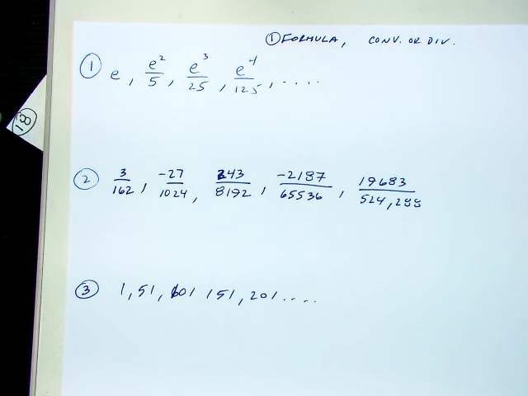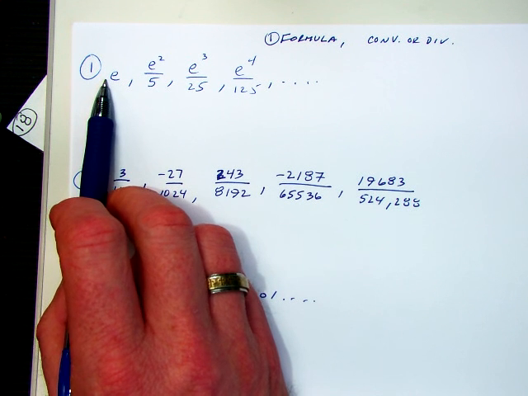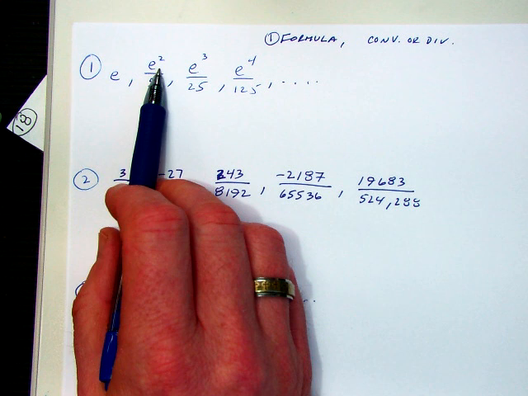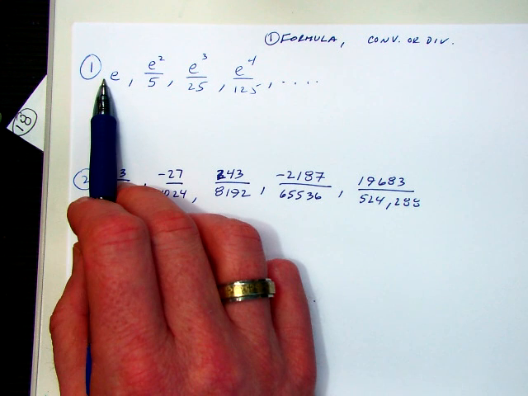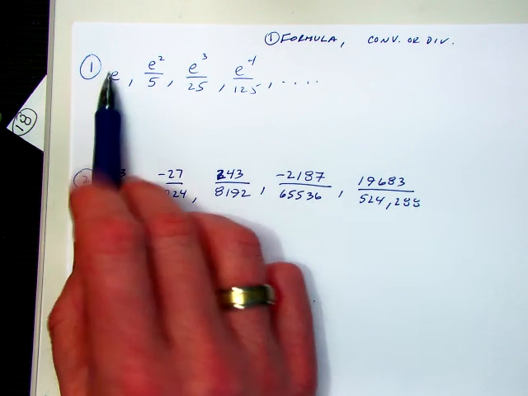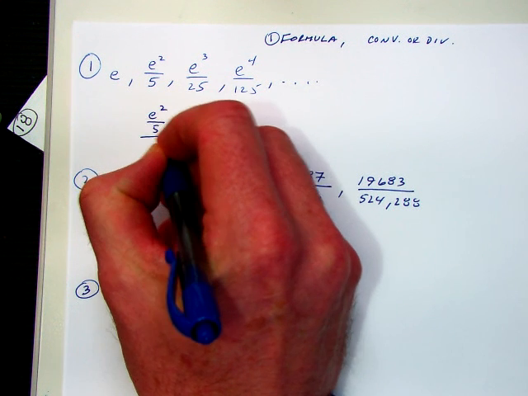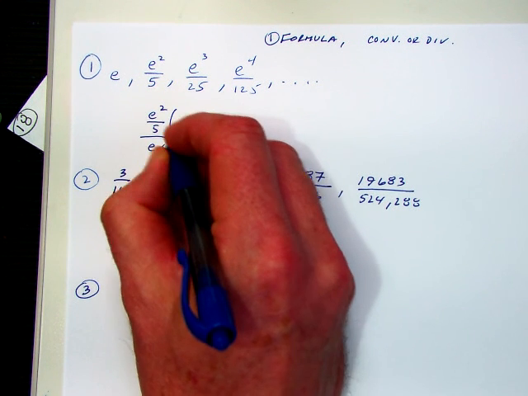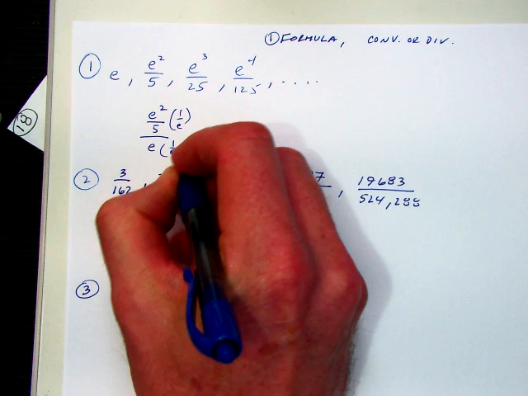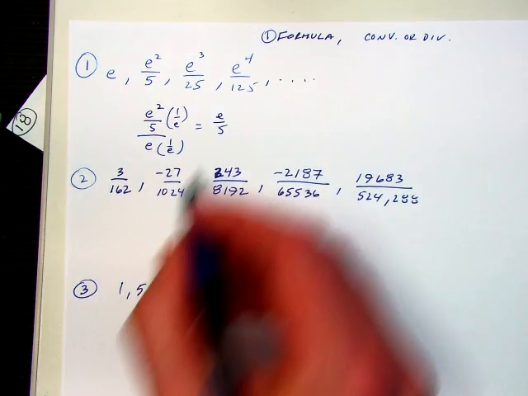So if you look at the first one, we need to see, are we multiplying by something? By the way, to find it, remember, I can take any term and divide it by the previous one to determine if it is geometric. So if I do e squared over 5 and divide it by e, I'm going to multiply the top and bottom by 1 over e. And what do I get? I get e over 5. So that is what r is.